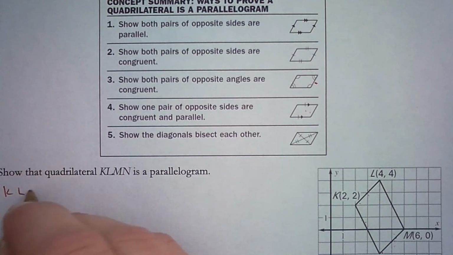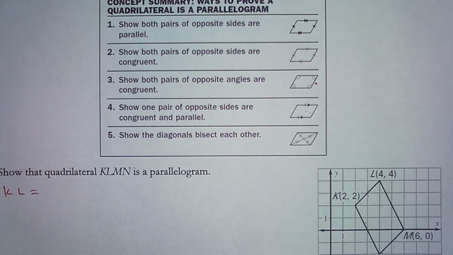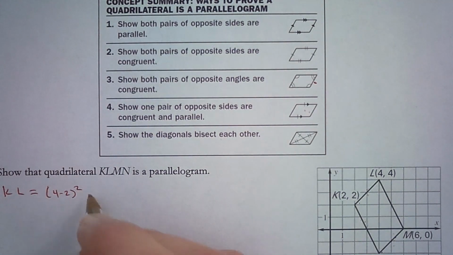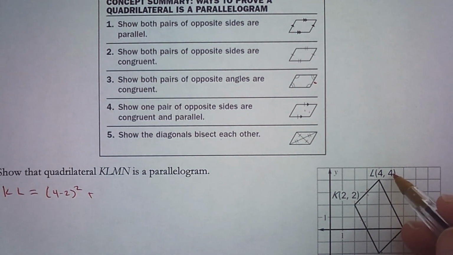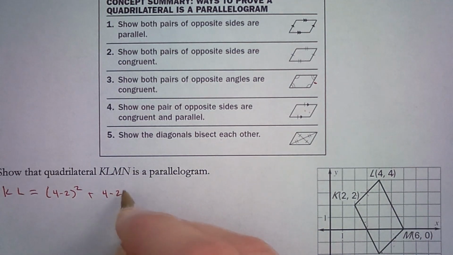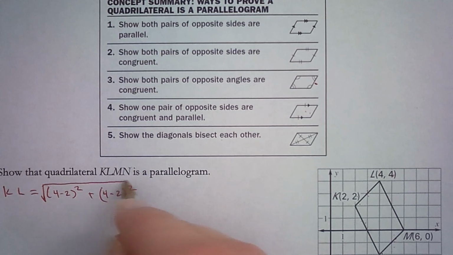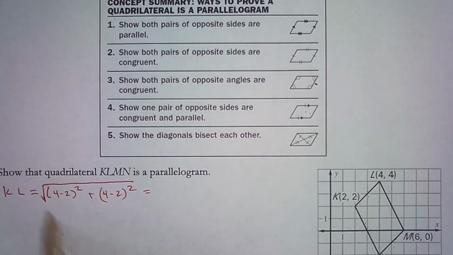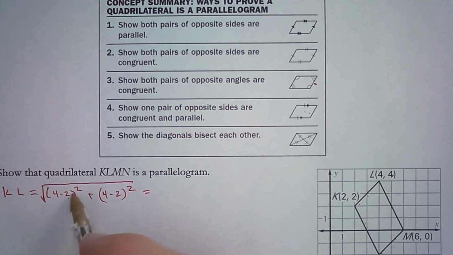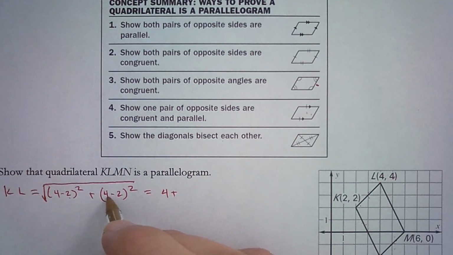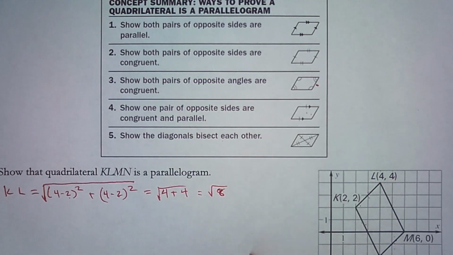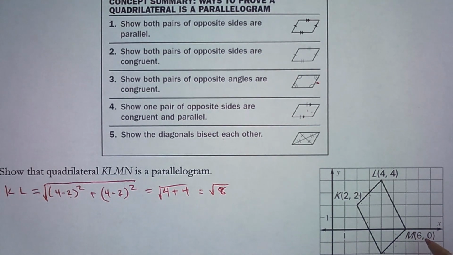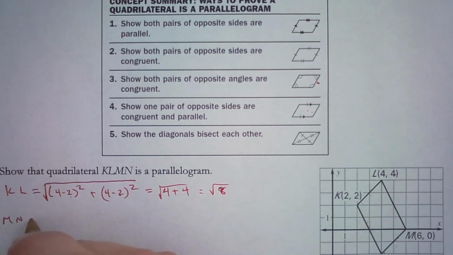So for KL, the distance for KL, so that's x minus x squared, so we'll do 4 minus 2 squared plus y minus y, 4 minus 2 squared under a radical. Okay, so we get 4 minus 2 is 2, squared is 4. 4 minus 2 again is 2, squared is 4. So we get the square root of 8. Now that can be simplified, but for this purpose I don't need to. So let's move on to the distance for MN.